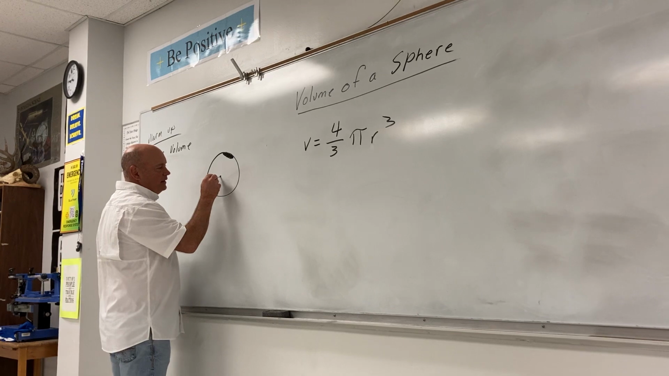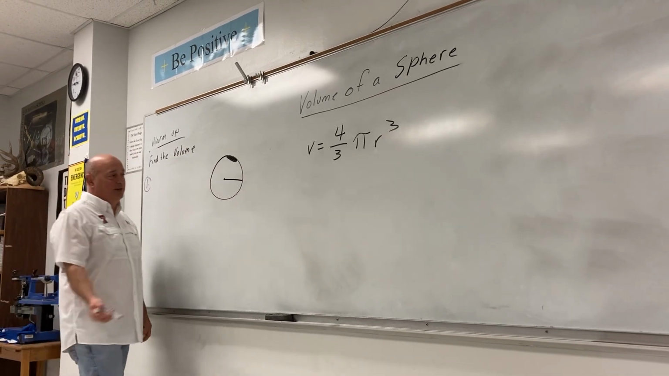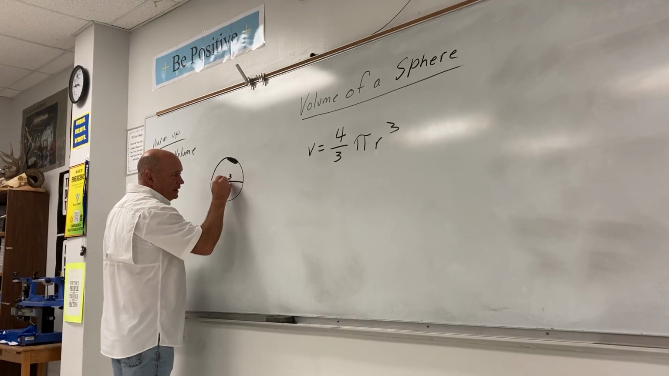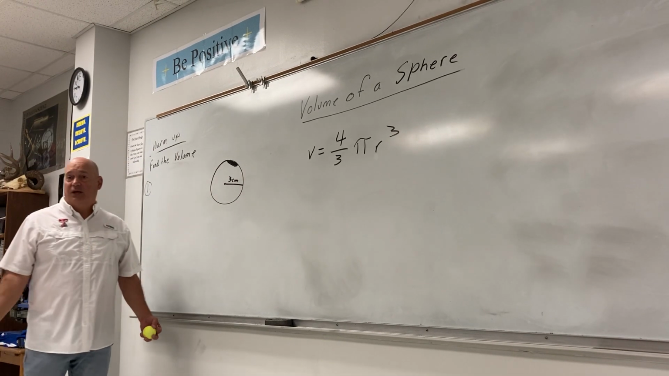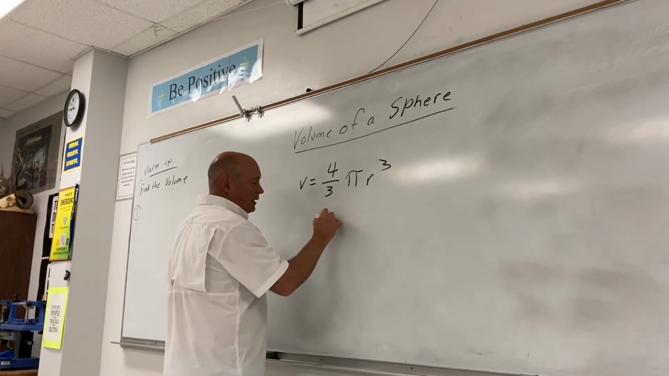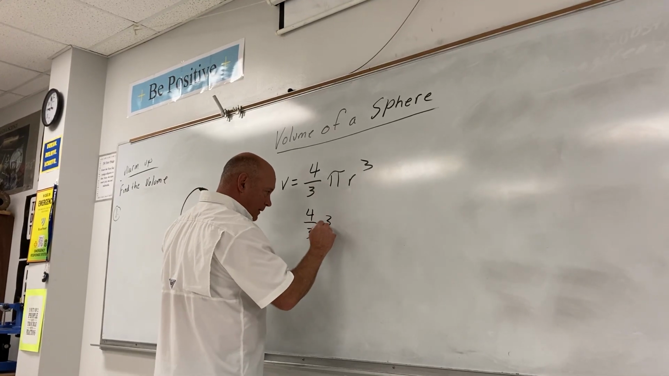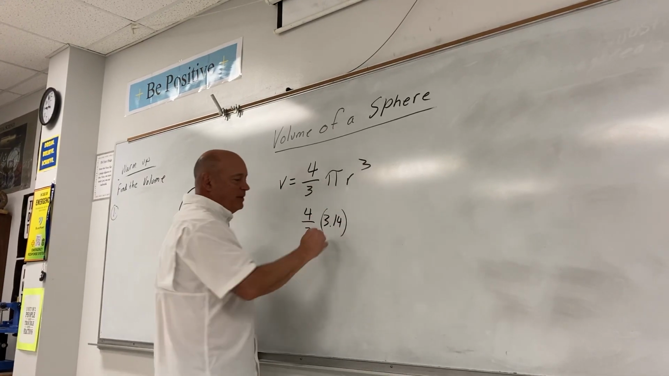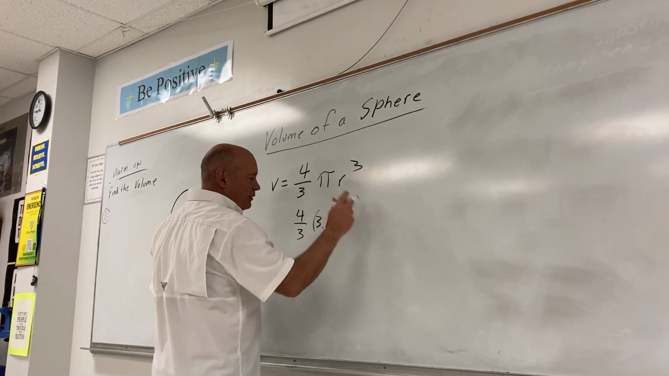All we really need to know is the radius. So if they give me the radius of 3 centimeters, that's all the information we need, and we can go over here and start plugging everything in. We're going to use 4/3. What are we using for pi? Are we going to use the pi button on the calculator? No. And let's plug in 3 for the radius.